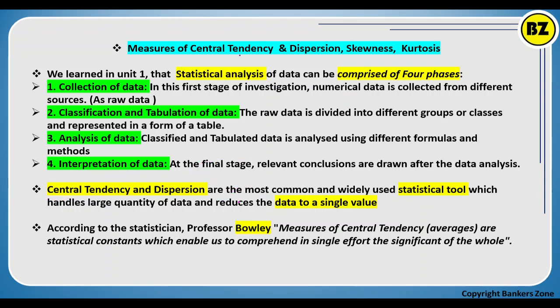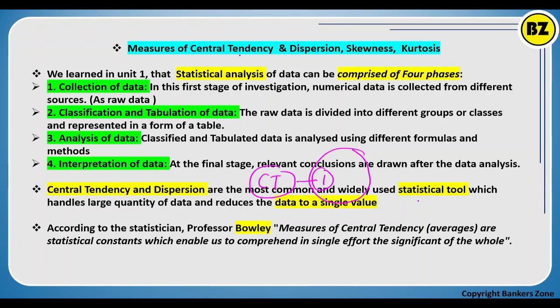Now see, according to the statistician Professor Bowley, measures of central tendency, say average, are the statistical constants which enable us to comprehend in a single effort the significant value of the whole. Means what? Simply see, central tendency is a single value, and it is representing all the data.